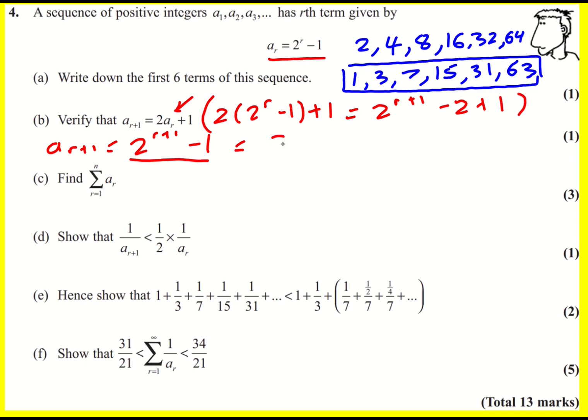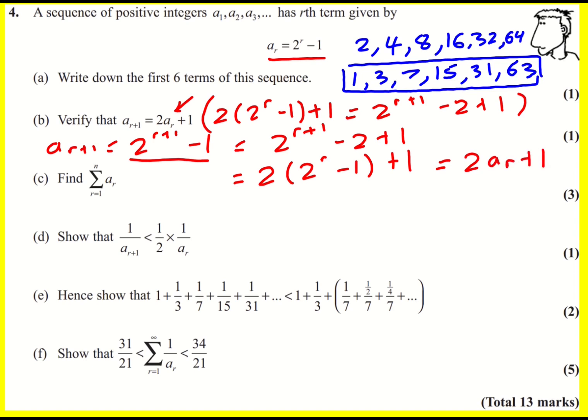So I can write it as 2 to the r plus 1 minus 2 plus 1, because I know that's the result I need. And then I'm going to write it as 2 times 2 to the r minus 1 plus 1. And now I can write it as 2a_r plus 1. So you don't have to just start from the left-hand side and get, well, I have started from the left-hand side and got the right-hand side, but I've used the right-hand side to help me along the way.